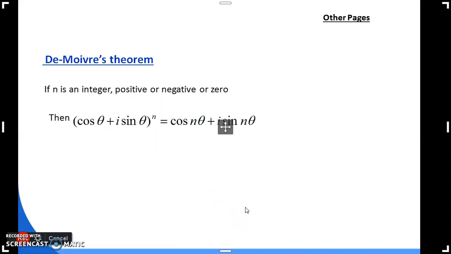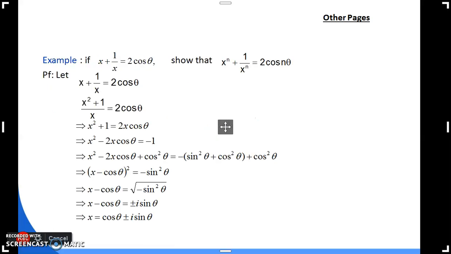Let's start our last topic of this chapter, that is de Moivre's theorem. If n is an integer that may be positive or negative or 0, then (cos theta plus i sin theta) whole to the power n equals cos n theta plus i sin n theta. Clear? That means your power will be multiplied with this angle. Clear? So this is your de Moivre's theorem. So let us see how de Moivre's theorem can be applied in our question. So there is the example in front of you.